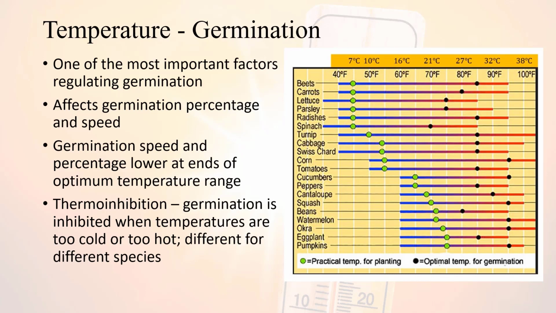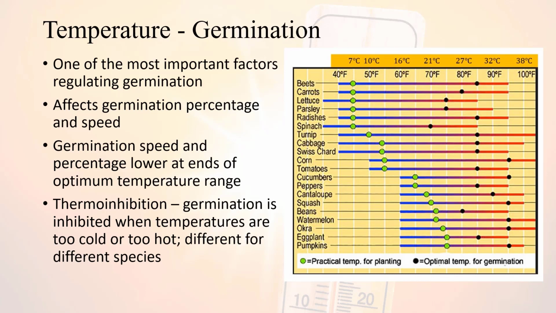But the further we go away from this optimum, the lower we get in these two categories, right? The lower we get in germination speed, or the more time it may take, or the fewer number of seeds may germinate. So you may have a reduction in germination percentage, right? Those two things are lower at the ends of this range.